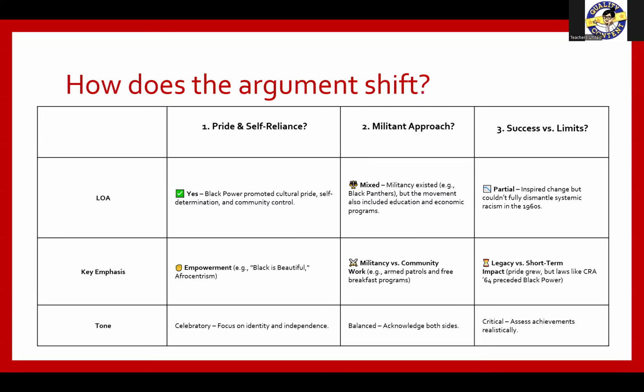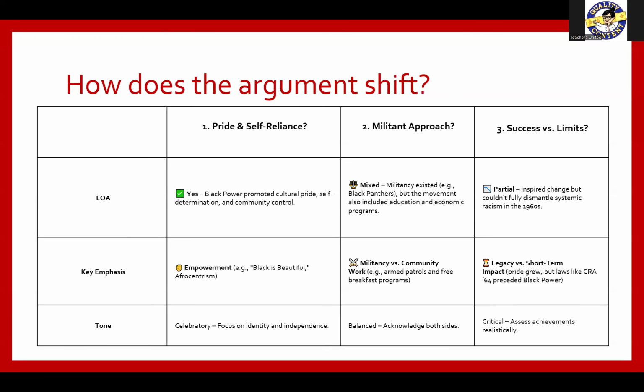So now I go to the key emphasis in this line of argument. For the first one is going to be empowerment. So when I use words like Black is beautiful, Afrocentrism, I'm speaking about that cultural pride, I'm speaking about that self-determination, and I'm speaking about that community control.